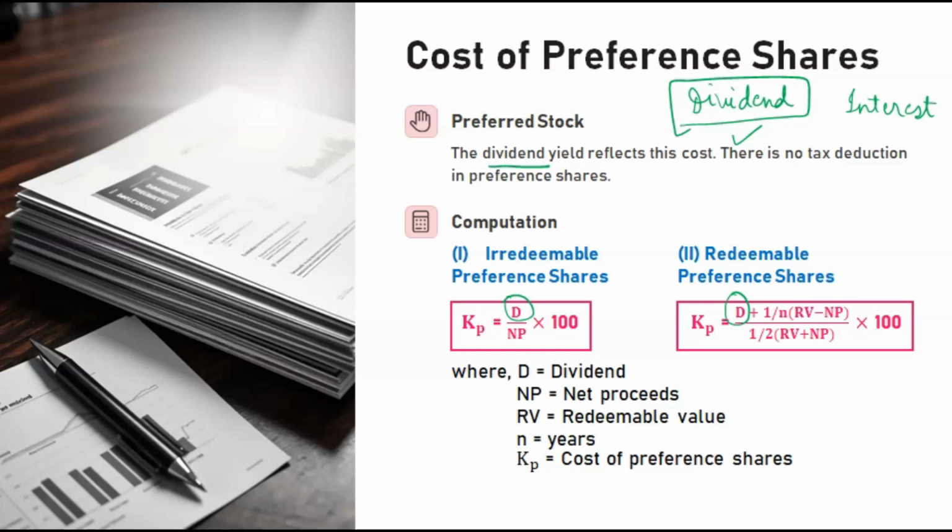So here, cost of preference shares, we'll denote it with KP. K is cost, P is preference shares. So KP equals D by NP into 100. D is dividend, NP is the same, net proceeds.